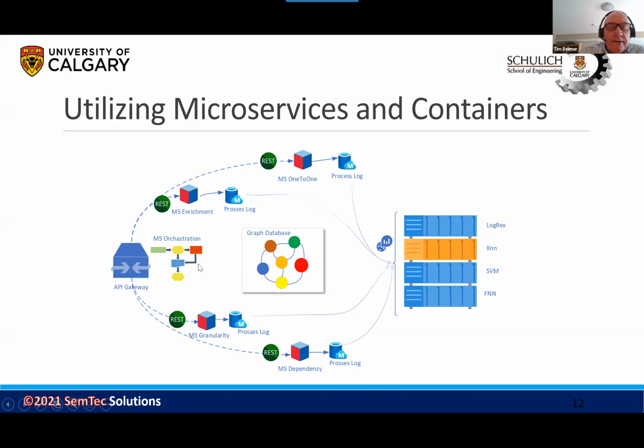And then I said, okay, there's another problem: we have to figure out exactly how these microservices are going to be invoked and how the middleware is going to call them.